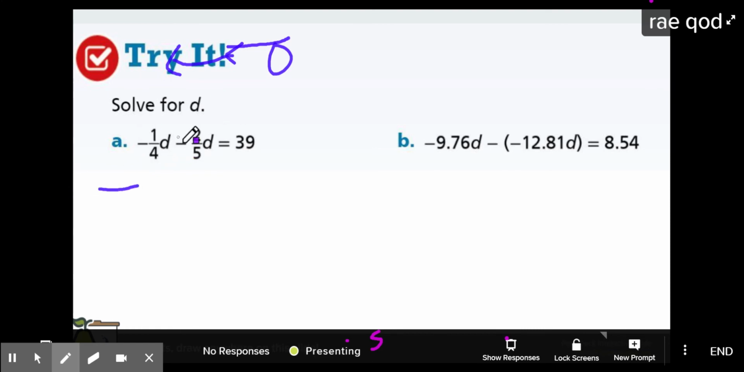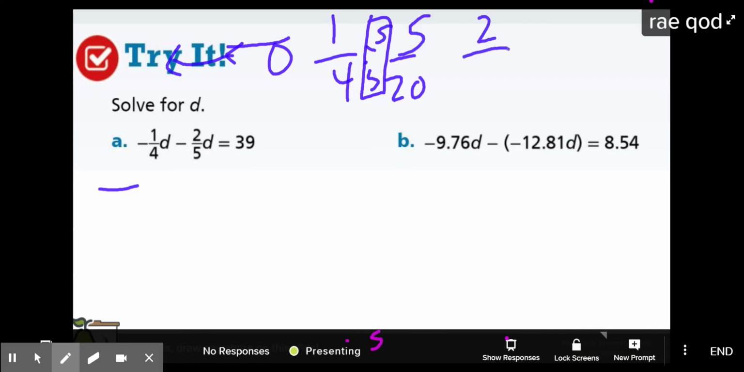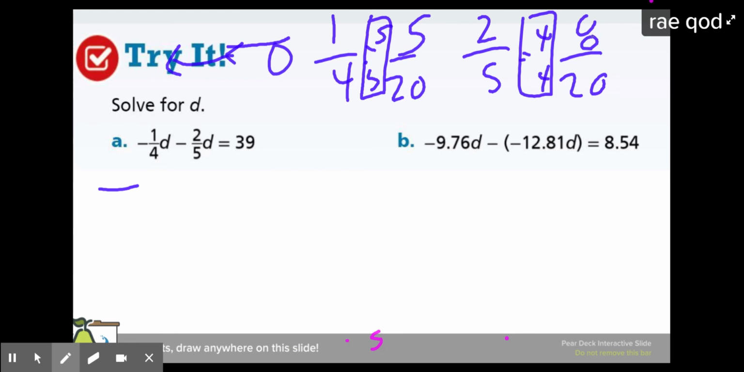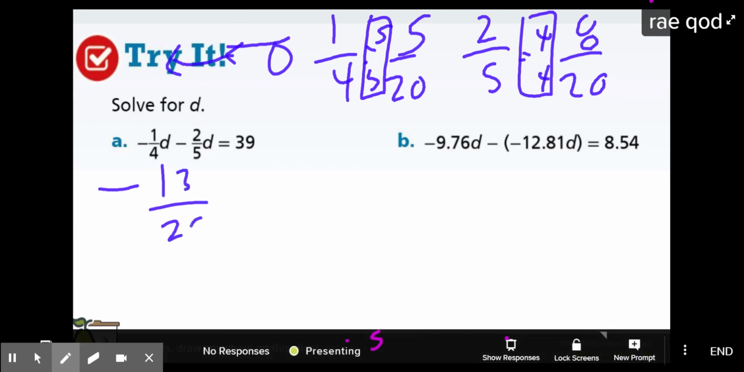Okay, so our common denominator would be 20. I'm going to do 1/4 equals something over 20. 4 times 5 gives me 20, so I get 5/20. And then 2/5 equals something over 20; 5 times 4 gives 20, so I get 8/20. 5/20 plus 8/20 is 13/20. And again, that's how much I went back. So I got -13/20.